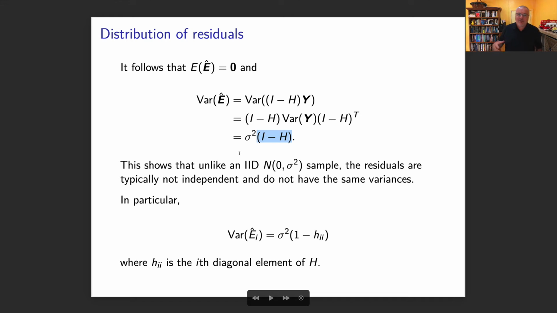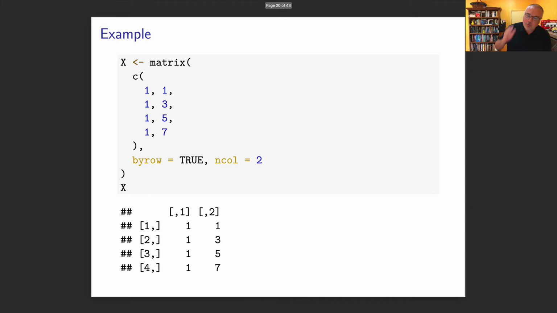And the problem with that is this matrix, first of all, probably doesn't have zeros on the off diagonals. So there's going to be some covariance, some dependence between our observed residuals. And also the variance along the diagonal is not going to be all the same. In fact, the variance of the ith observed residual is sigma squared times 1 minus H_ii, where H_ii is the ith element of your diagonal.